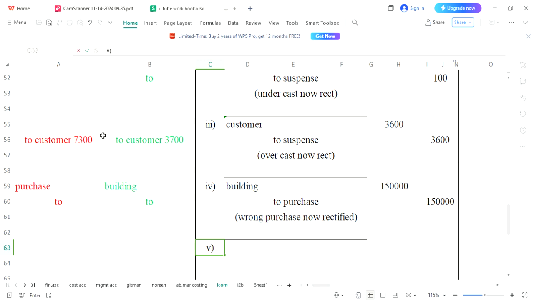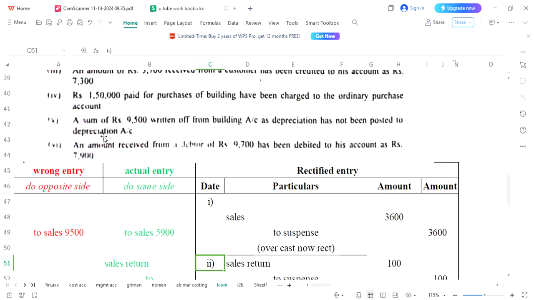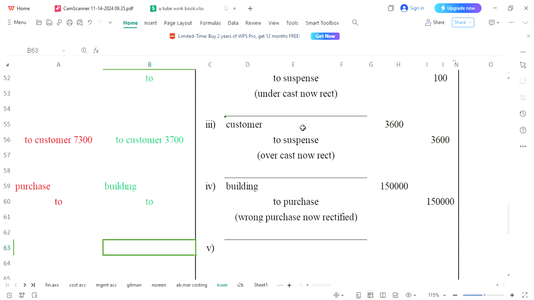Now let's see what the fifth entry is saying. A sum of rupees 9,500 written off from building as depreciation. So actually depreciation is an expense. Depreciation means decrease in value, which is your expense. Expense should be written on the debit side. So depreciation was required to be written on the debit side.